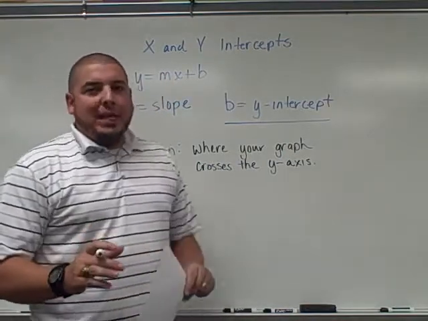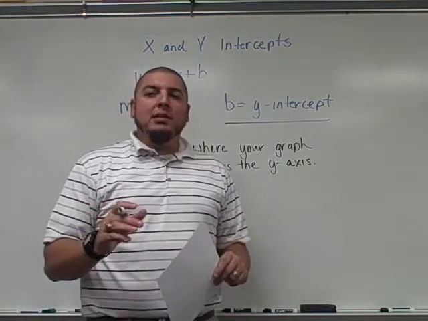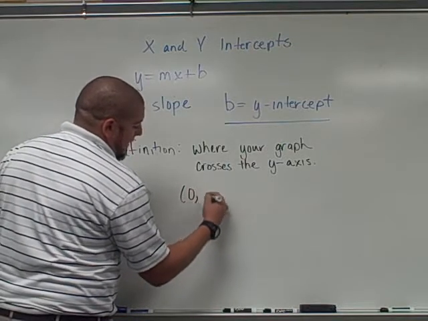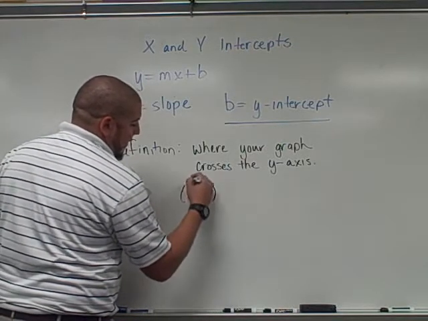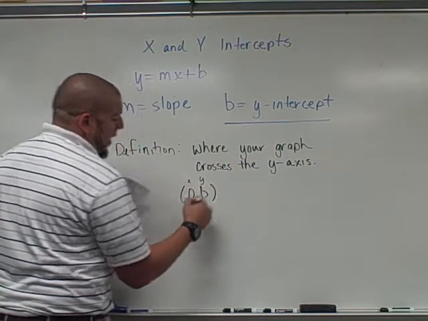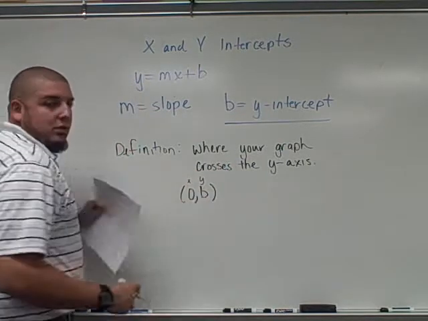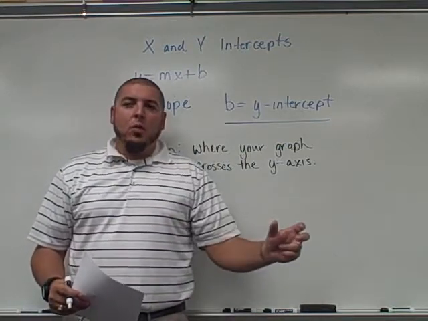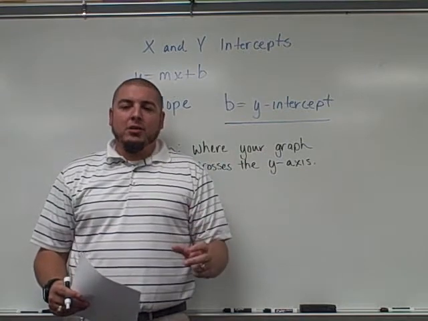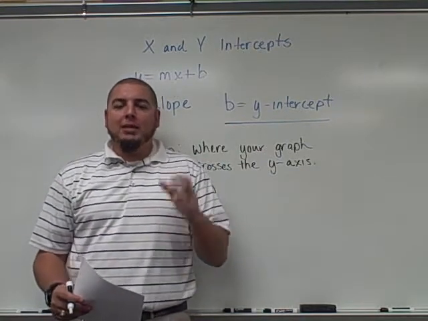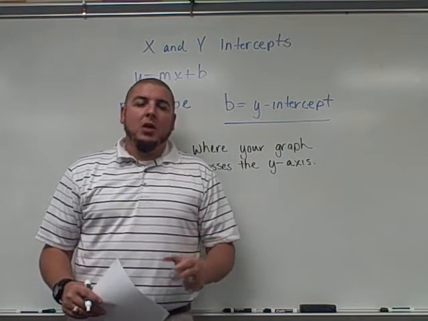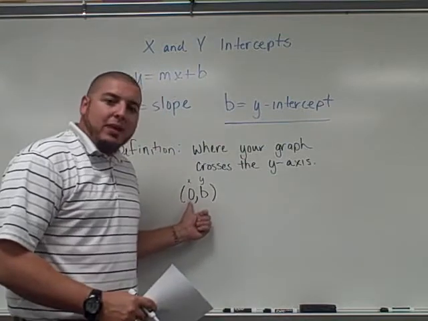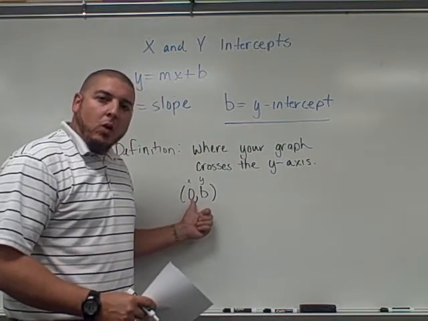Now, here's the tricky part that students have. The coordinates of a y-intercept are always 0 for x and whatever your b value is. Remember, this is x, y. So when you have a 0 in your x coordinate, then the other number in the y coordinate is your y-intercept. But the most important thing, write this down. Memorize this. When you have a y-intercept, 0 is always the x value for your y-intercept, no matter what.